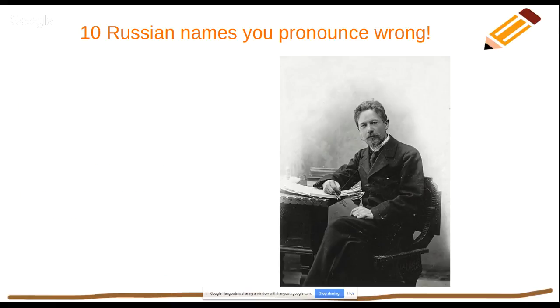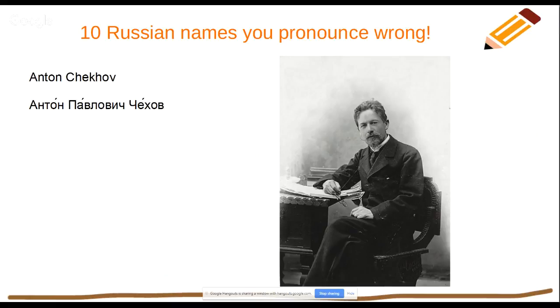And the last writer that I want to talk about today is Anton Chekhov. Anton Pavlovich. His father was Pavel, Pavel Chekhov. Note that KH stands for H, like hello, and V becomes F, as I told you already. Anton Pavlovich Chekhov.